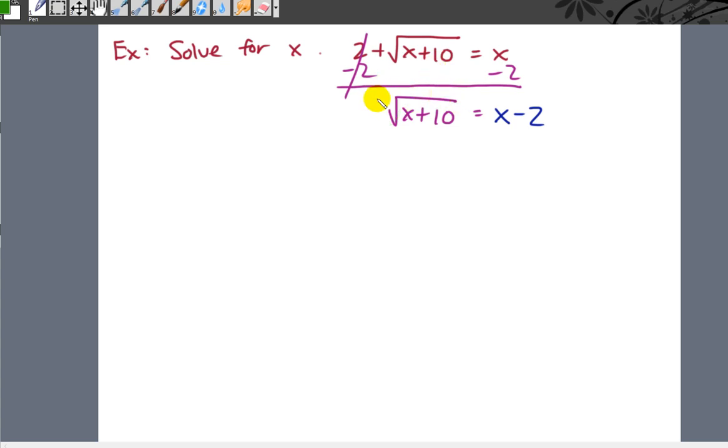The inverse operation of a square root would be to square both sides. Okay, so let's go ahead and square both sides. So the square root cancels with the square. And this part is where it gets a little bit interesting.